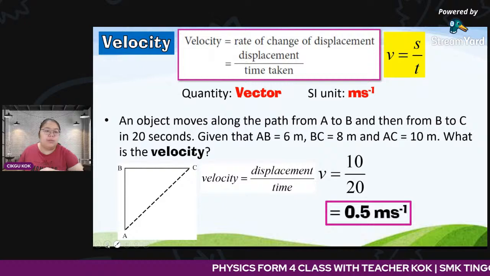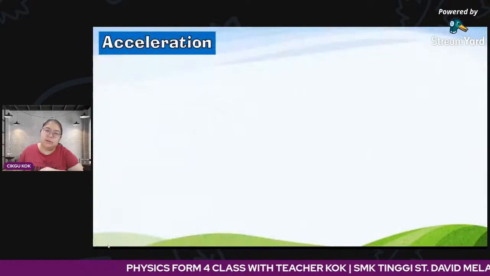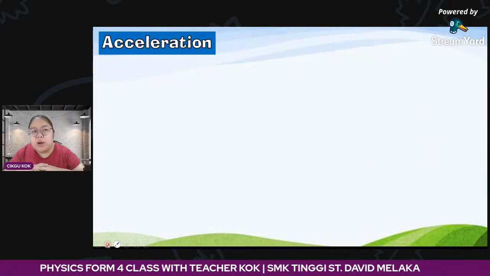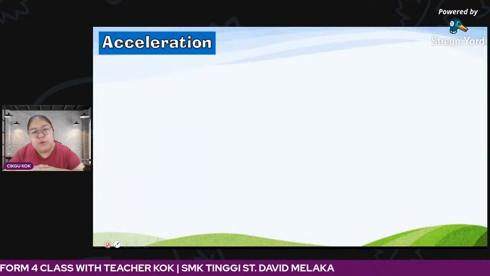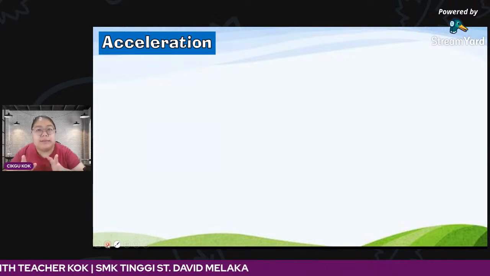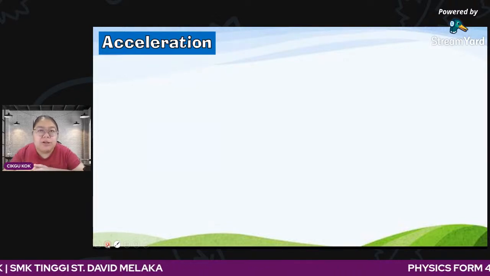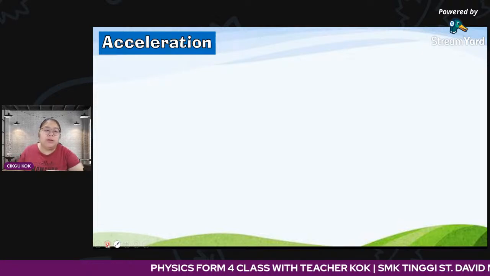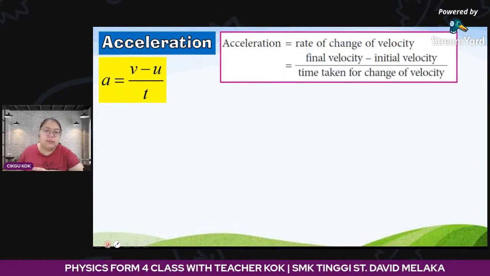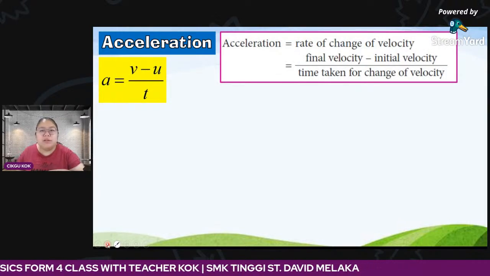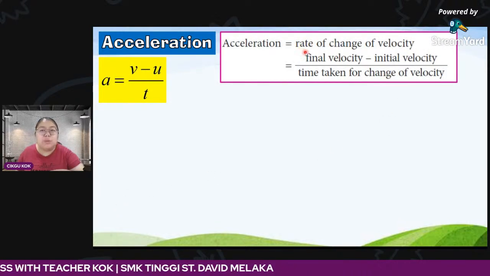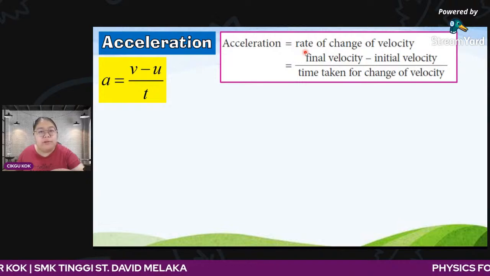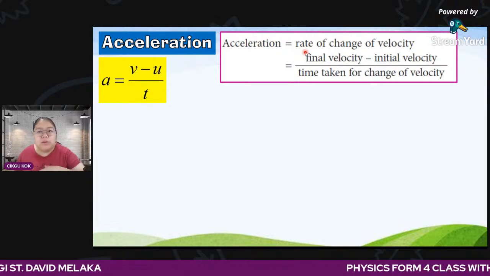So now we go to the next. The last one, the physical quantity we need to know for linear motion, is acceleration. Acceleration means now the object is moving faster and faster. So from here we need to know the definition first. Acceleration means rate of. Can you see the word rate of means still over the time? What is over the time?